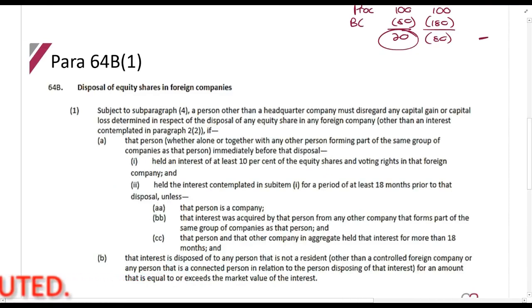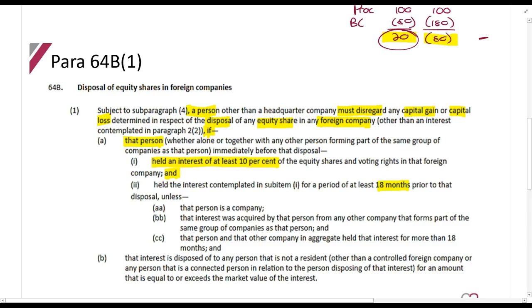subject to subparagraph 4, which is not examinable, a person other than a headquarter company, all headquarter companies are not examinable, so a person must disregard a capital gain or capital loss, so gain or loss, determined in respect of the disposal of an equity share in a foreign company, if that person, so the person who sold it, whether alone or together with another person in the same group of companies, held an interest of at least 10% of the equity shares, and they held it for at least 18 months.